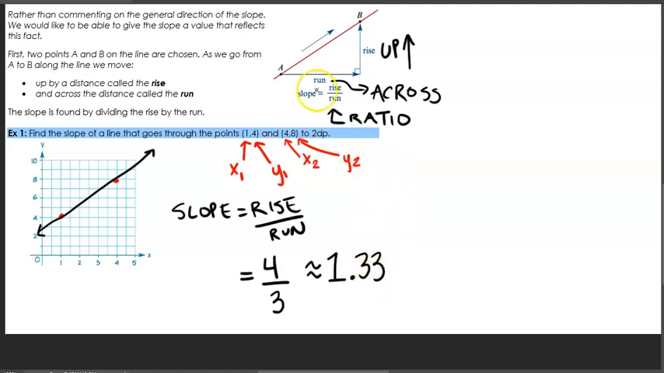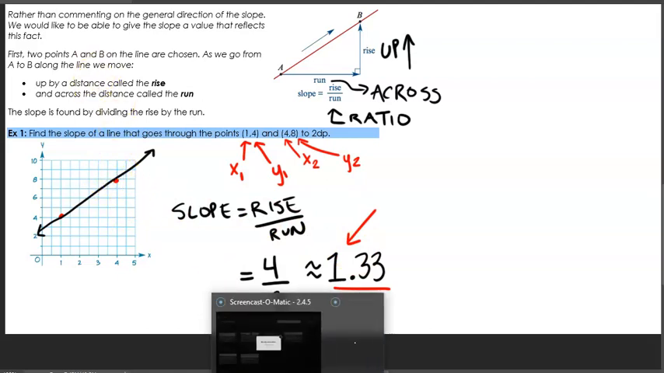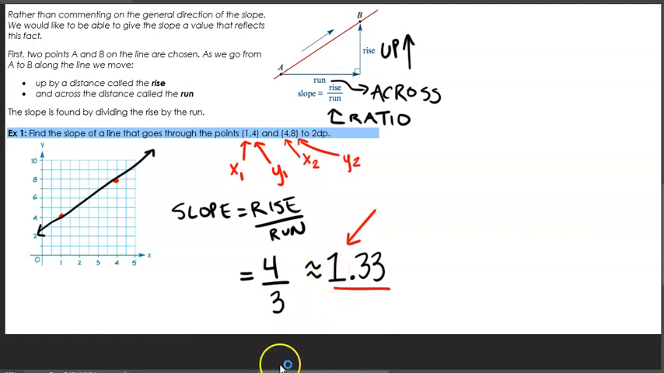All this number is saying is that for every step I go across by 1, I'm going up by 1.33 units. So I go across 1, I go up 1.33. That's all that number means. That's what that slope means, okay? Obviously, the higher this number is, the steeper the slope will be. The lower this number is, but not to 0, the less steep this line will be, okay? That's what that means. So we're going to look at the second example.